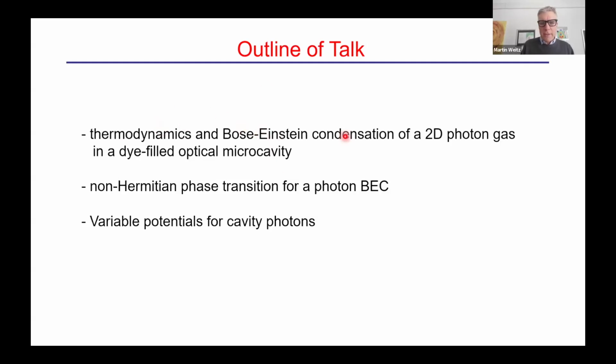So all these first experiments are basically in the first half of this talk before the break. And I will talk about some applications. And subsequently, after the break, I will talk about more recent experiments, which is with this system, a non-Hermitian phase transition for such a photon condensate, and applying variable potentials for cavity photons and what one can do with that.